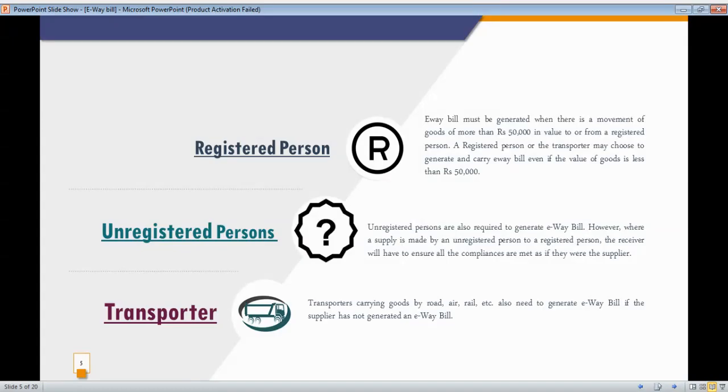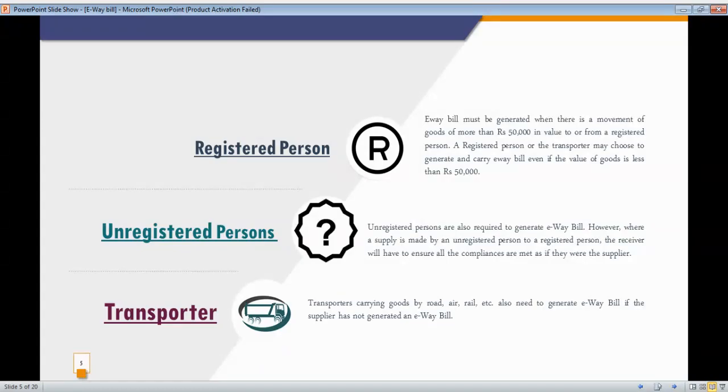Let's have an example. An unregistered small-scale farm, that is the consignor, sells a large quantity of vegetables to a registered grocery store, that is the consignee. Since the farm is not registered for GST, but the grocery store hires a registered transporter to move the goods, the responsibility falls on the transporter to generate the e-way bill using the information provided by the grocery store and the farm. This is an example for the unregistered person.